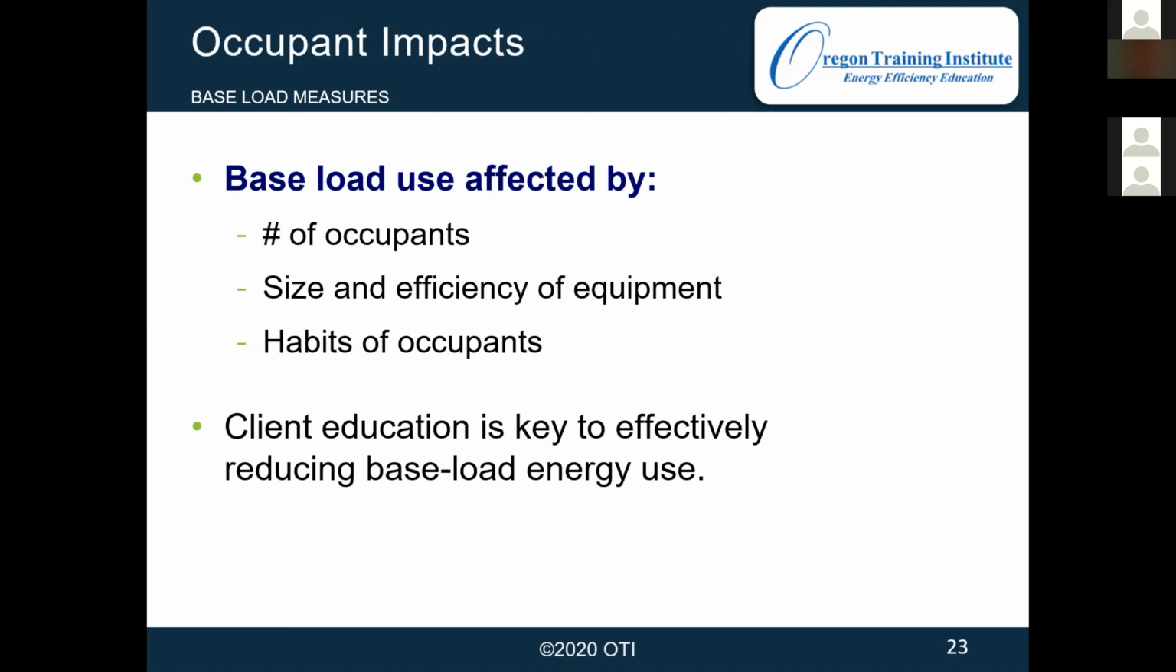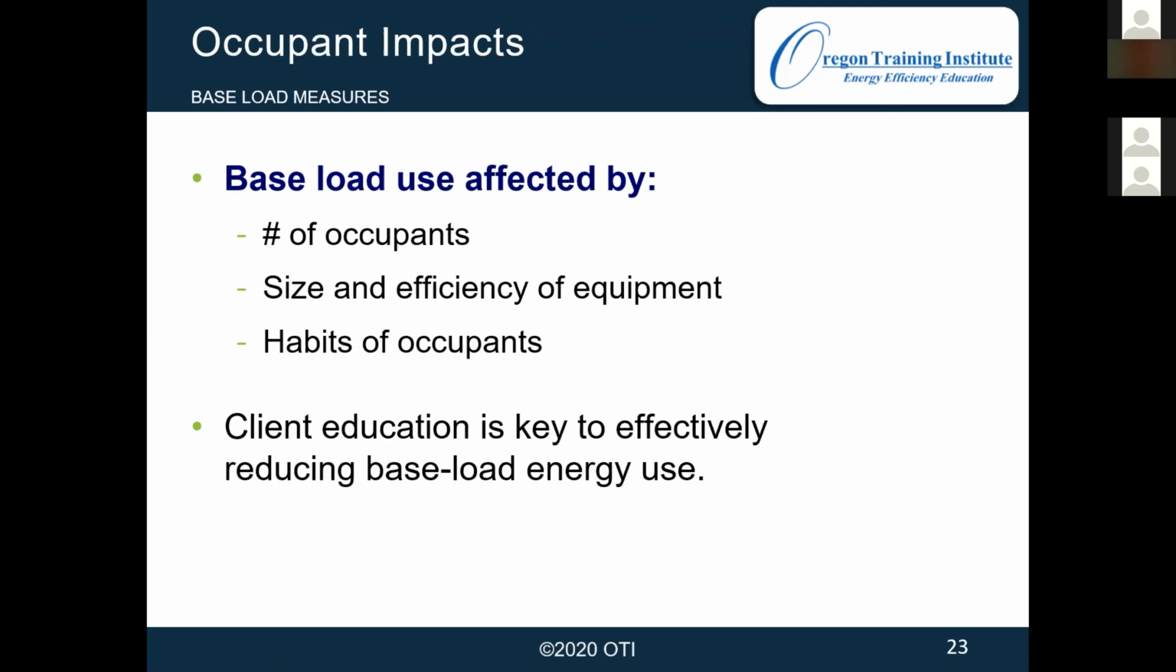So some things that really affect our base load and how much energy is going to be used are the number of occupants, the number of people in the house. The more people, the more energy they're going to be using, and that's going to drive up the base load.